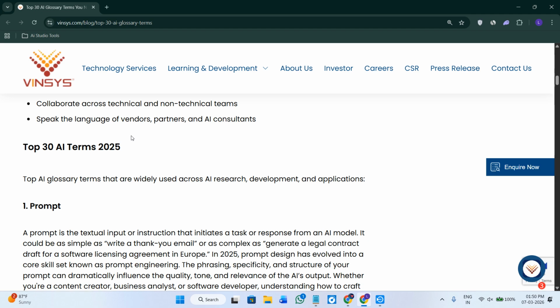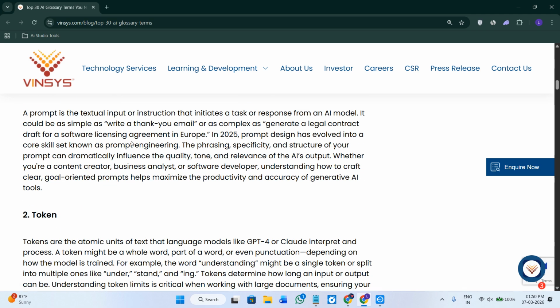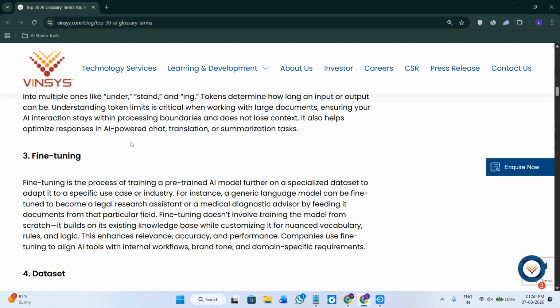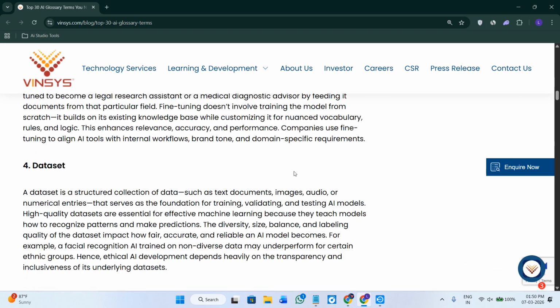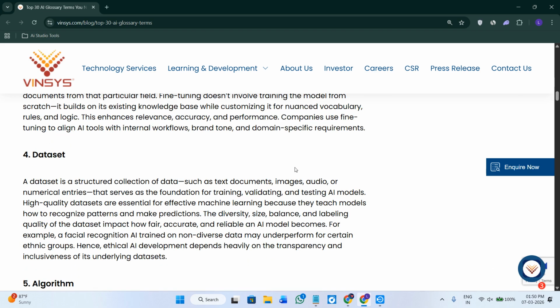The next is machine learning. So, machine learning is a type of AI where computers learn patterns from data instead of being explicitly programmed for every task. Another common term is neural network. A neural network is a system of connected layers that process information and learn patterns, inspired by how the human brain actually works.